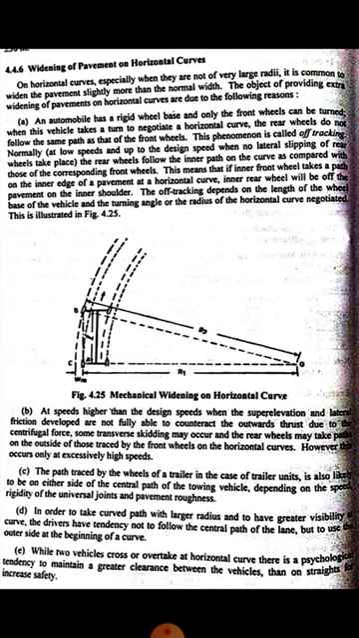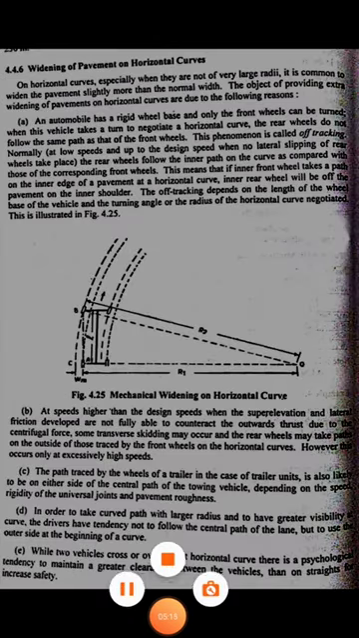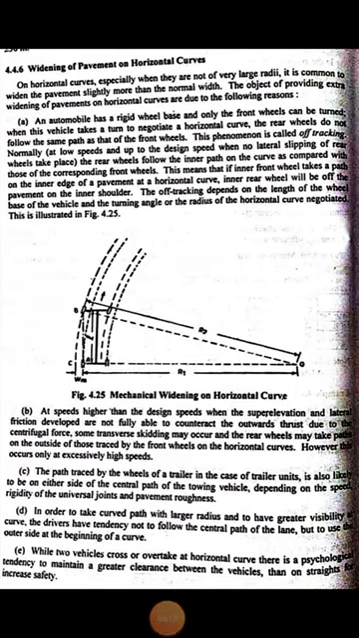At a speed higher than the design speed, when the super elevation and lateral friction developed are not fully able to counteract the outward thrust due to the centrifugal force, transverse skidding may occur and the rear wheels may take a path on the outside of that tracked by the front wheels on a horizontal curve. However, this occurs due to excessively high speed.